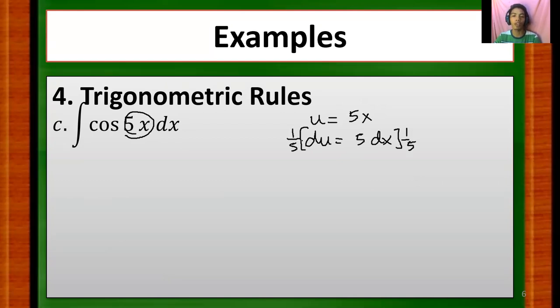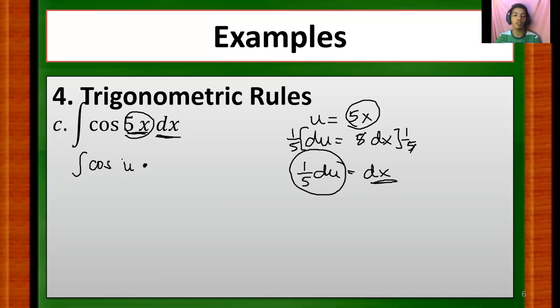Okay? By 1/5. So magkakaroon ako ng 1/5 du is equal to, cancel si 5, so I have dx na lang. So yung 5x dito sa ating original function ay papalitan ko ng u. And then mumultiplyan ko ng, ano ba yung dx natin? 1/5 du. Ay papalit ko sa dx is 1/5 du. And then after that, itong 1/5 na to ay ilalabas ko. So magkakaroon ako ng 1/5 integral of cosine u du.